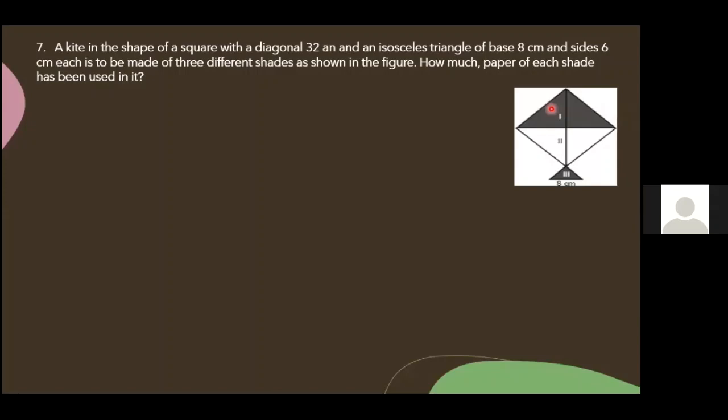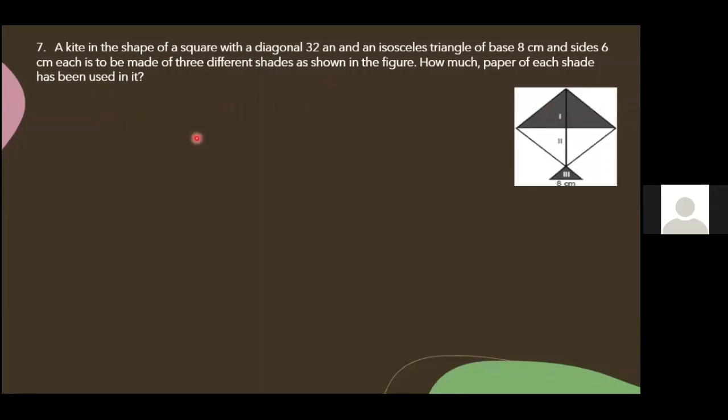Then what is the area of a trapezium? Half into sum of parallel sides into height. Based on these formulas, we have already learned a few questions. Now I'm going to explain the 7th question.